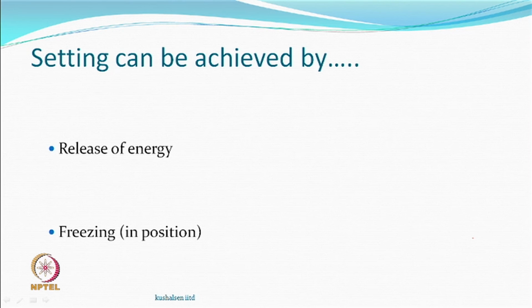The other could be not release of energy, but freeze everything in position. Like for example, you have a molten polymer solution, you immediately put it, let us say, into liquid nitrogen. The molecular chains have no scope for any arrangement or rearrangement, they just freeze wherever they are. And so, that also means they will stay in that position.